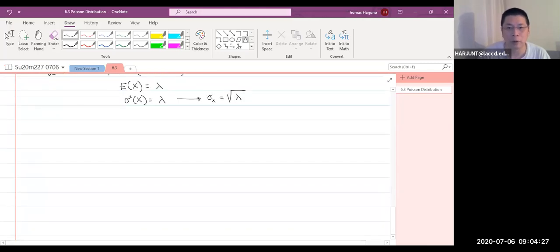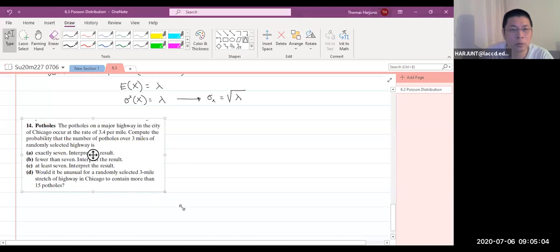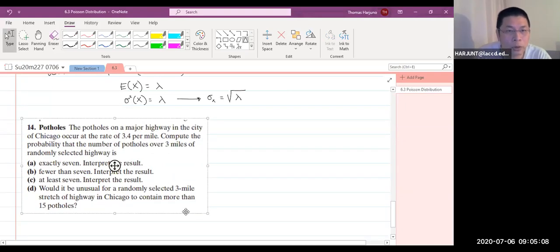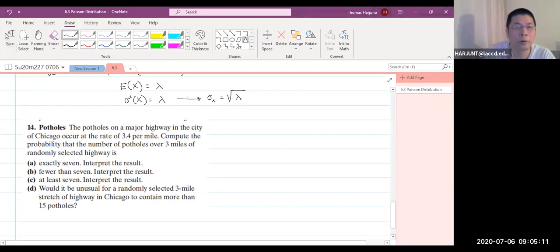Now, let's do some problems from our book. Let's see number 14 from our textbook. Potholes on a major highway in the city of Chicago occur at the rate of 3.4 per mile. So lambda is equal to 3.4 potholes per mile.